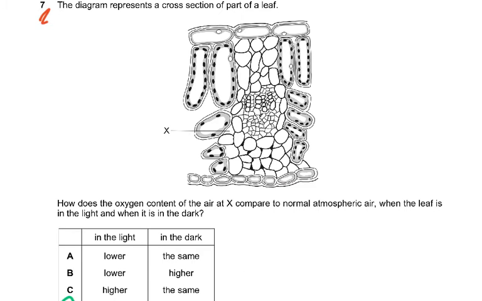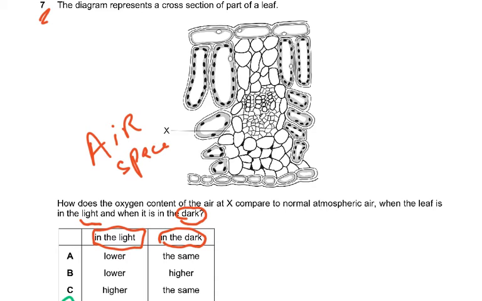Question 7. The diagram represents a cross-section of part of a leaf. How does the oxygen content of the air at X compare to normal atmospheric air when the leaf is in the light? So this was first in the light and second in the dark. Now, these are air spaces. What is happening here? Please everybody try to understand.